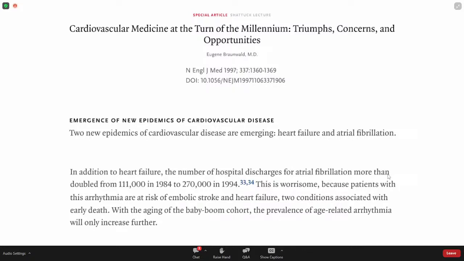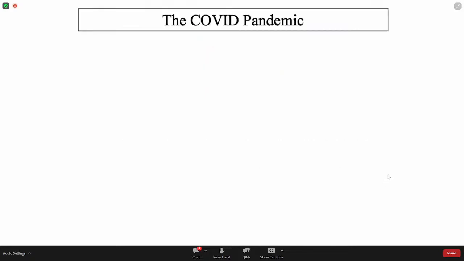So that's really telling from 1997. And to put things in perspective, we talk about the COVID pandemic. I would say that there's an epidemic of atrial fibrillation.